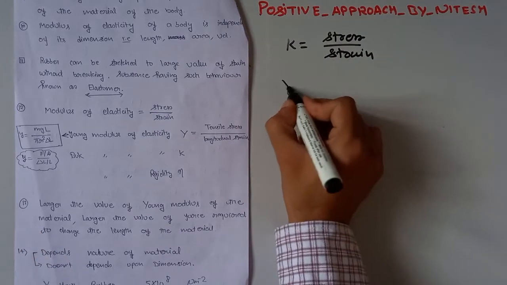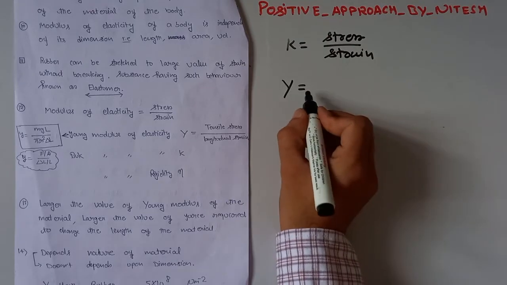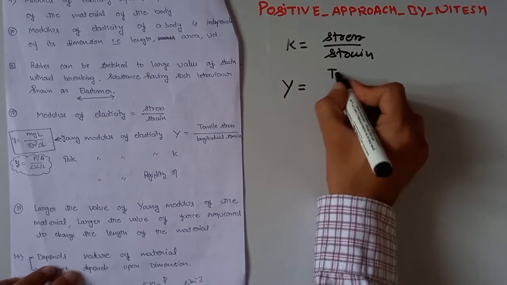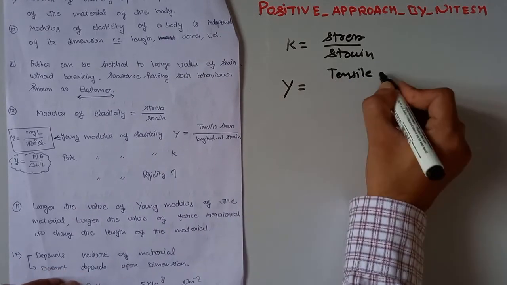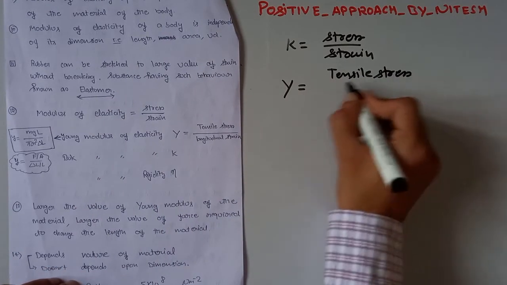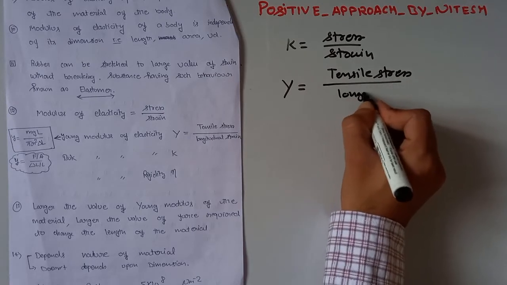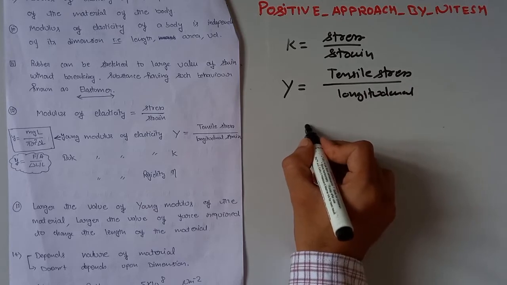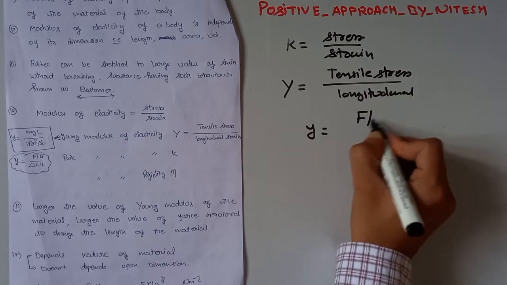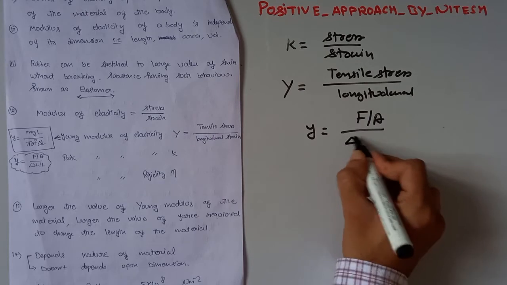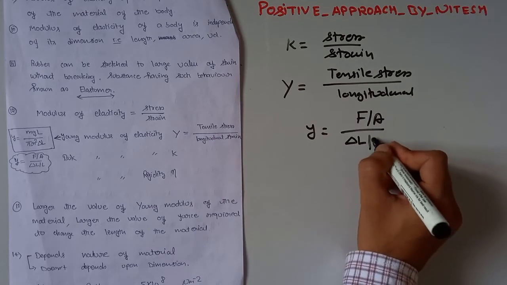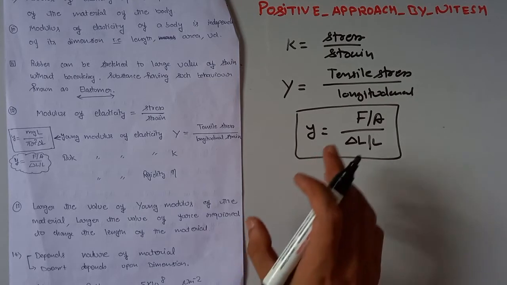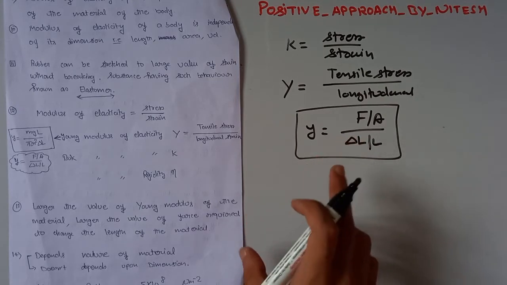Now here Y is the Young modulus of elasticity. Y is the Young modulus of elasticity, that is tensile stress divided by longitudinal strain, which is equal to F divided by A, divided by delta L divided by L. This is the formula for Young modulus of elasticity. This is a very important formula from the examination point of view.